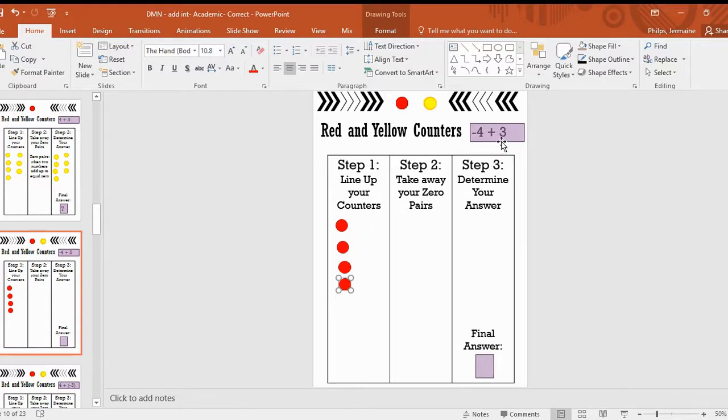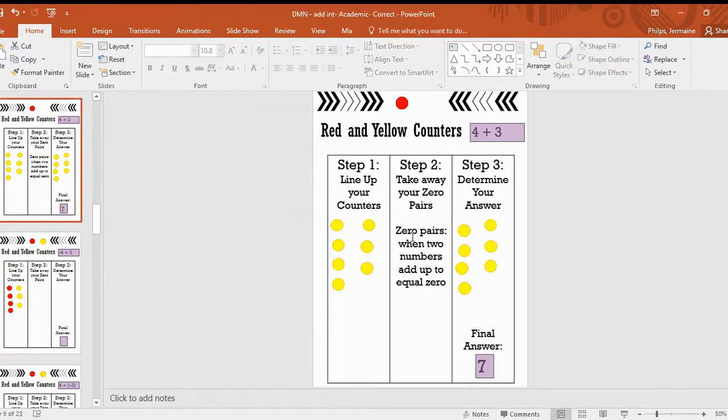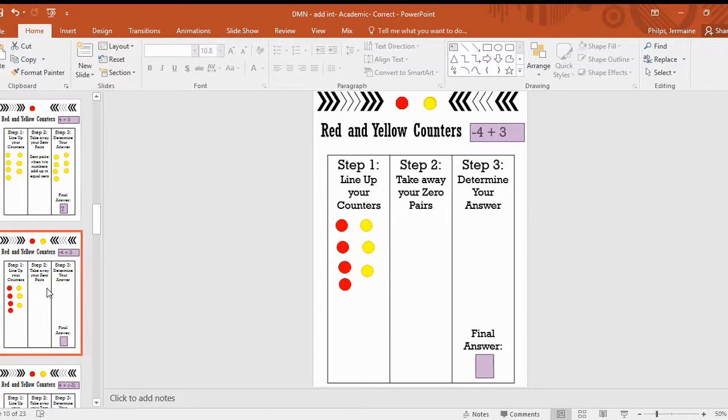Next, I need to represent positive 3. I won't use the red because we know the red represents negative, so therefore I'm going to use the yellow counters. So now I have positive 3 modeled or represented for me here. Next thing I'm going to do is take away my zero pairs. Once again, zero pairs are when two numbers add up to equal 0.